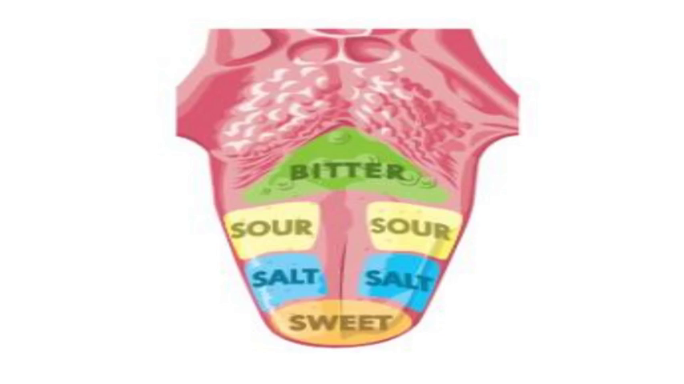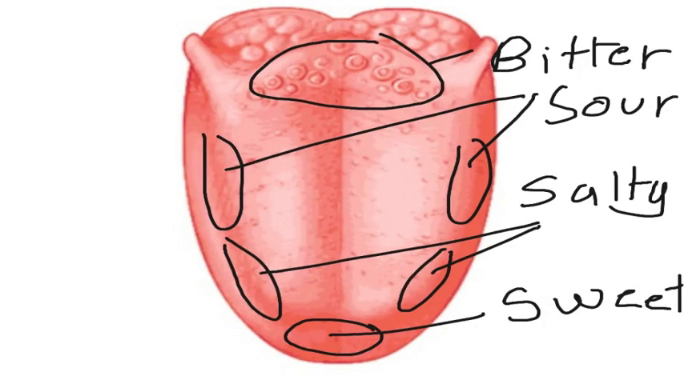The tongue receives its blood supply primarily from the lingual artery, a branch of the external carotid artery. The lingual veins drain into the internal jugular vein. The floor of the mouth also receives its blood supply from the lingual artery.